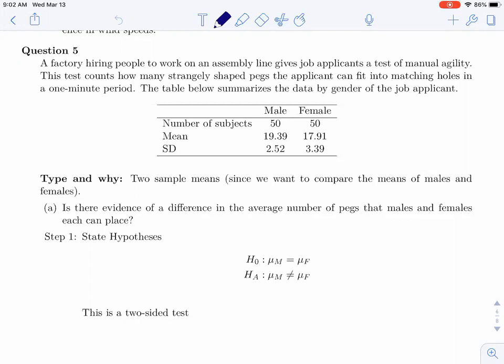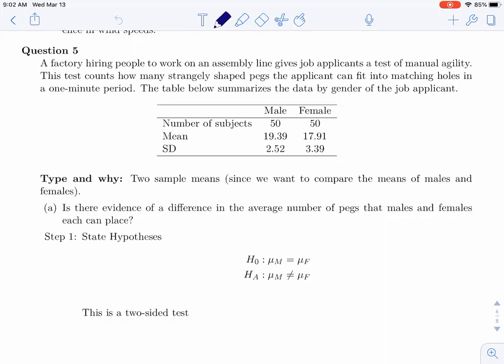The table below summarizes the data by gender of the job applicant. Right. Now we've got 2 independent samples. There's no reason to say, well, I'm going to match this female applicant to this male applicant and compare their scores, right? We just want to compare as a group, how do the males compare to the females? And so then we have just two samples. We want to compare their means.